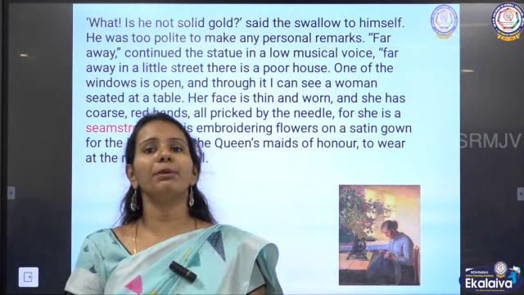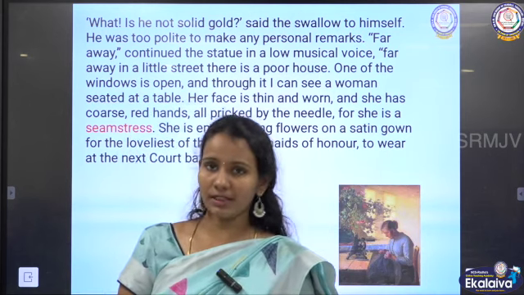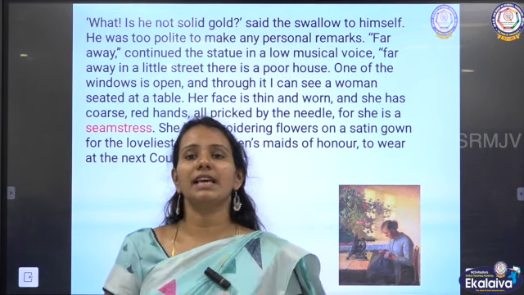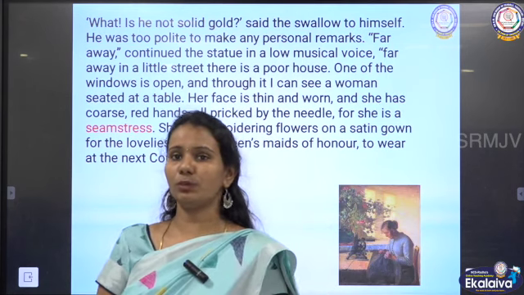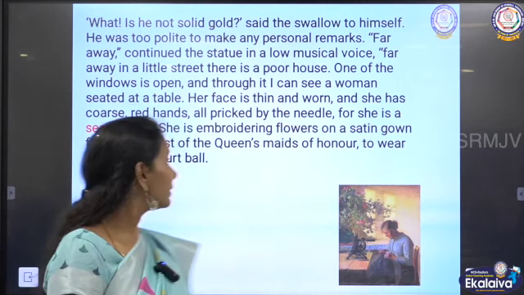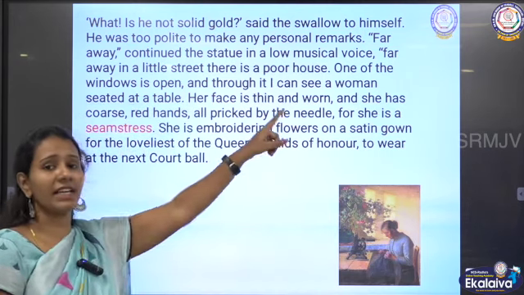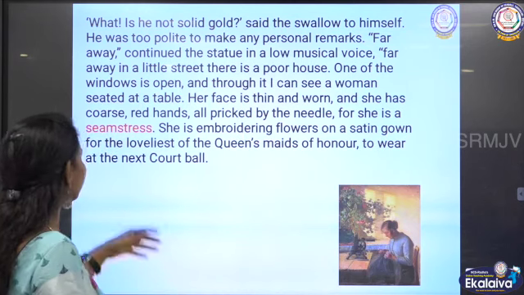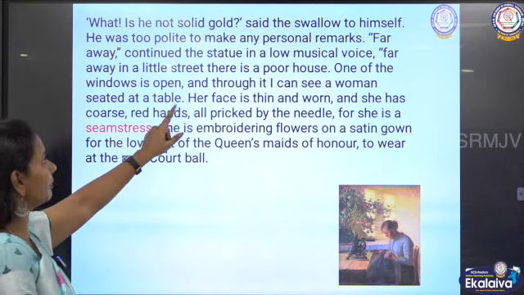Okay, and now the happy prince is starting to tell the story of why he is sad. So he is starting the story like this. He says, far away there is a place, and in that I can see a woman who is seated at the table.